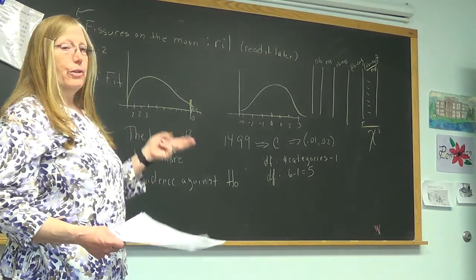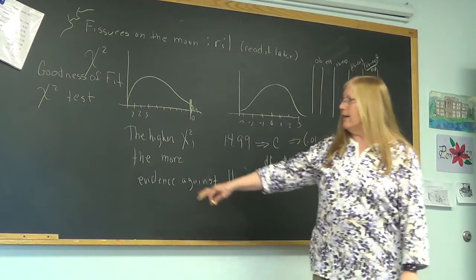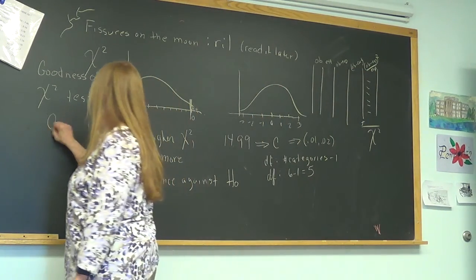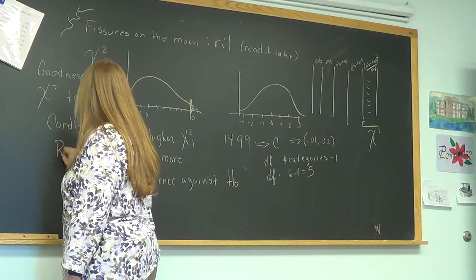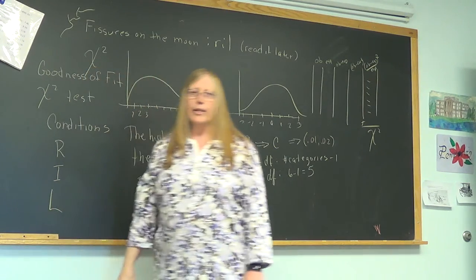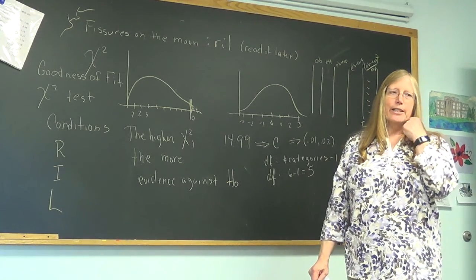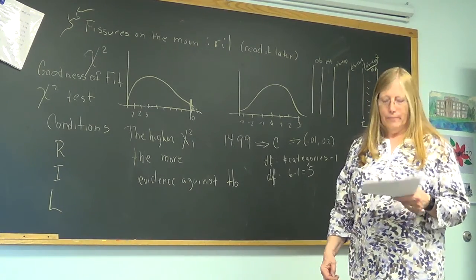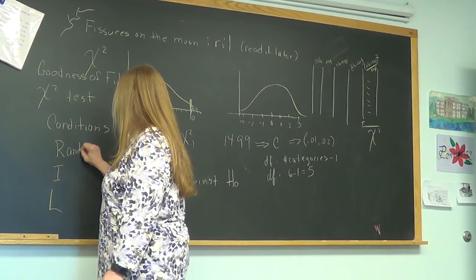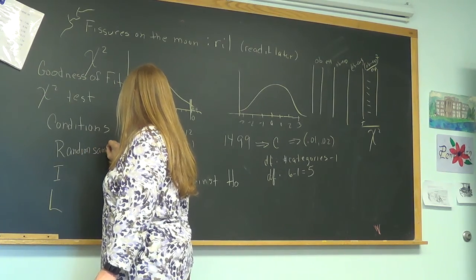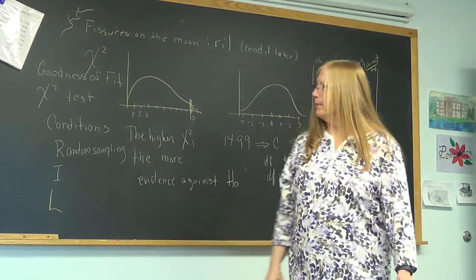However, I need to teach you something that will be used before you start a chi-squared test: the conditions. So we're still on the goodness of fit. The conditions are not RIN, they are RIL, however you can remember it, similar to RIN. Let's go over those. Random: a random sampling has been conducted. We're going to have one sample, so make sure it's random.